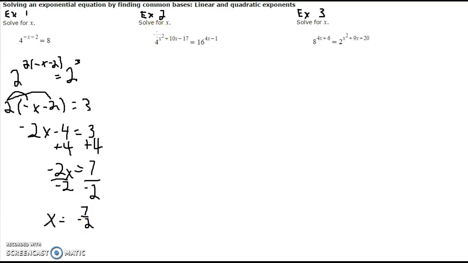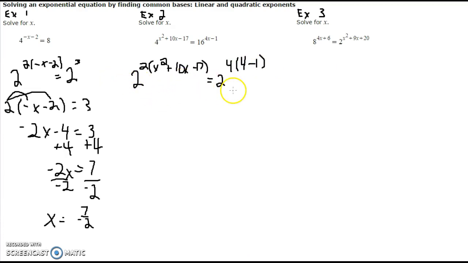Now let's look at example 2. Again, I want to make 4 and 16 have the same base. And I'm going to use 2 again as well. So 4 I can rewrite as 2 squared, and then I'll put, in parentheses, my x squared plus 10x minus 17. And 16 can be written as 2 to the 4th. And then I'll rewrite my 4x minus 1.